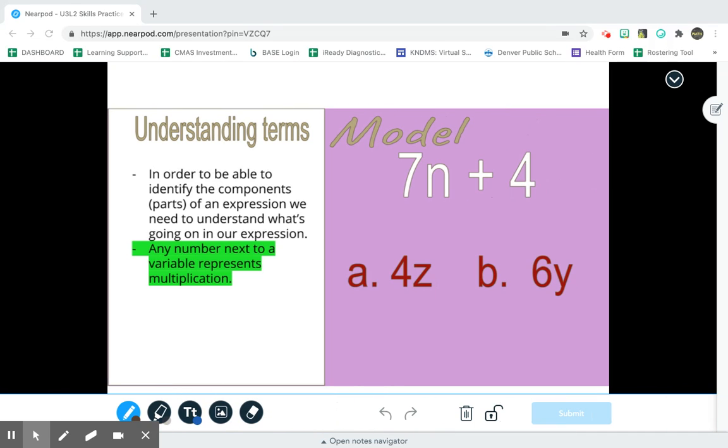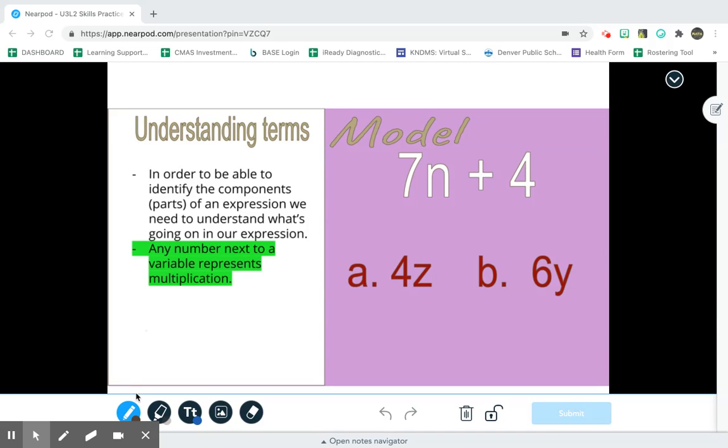Now we're going to actually have to understand what some of these terms mean. So in order for us to identify the components or parts of an expression, we need to understand what's going on in our expression. So what's actually happening. And here's a really key point. Anytime you see a number next to a variable, that represents multiplication.